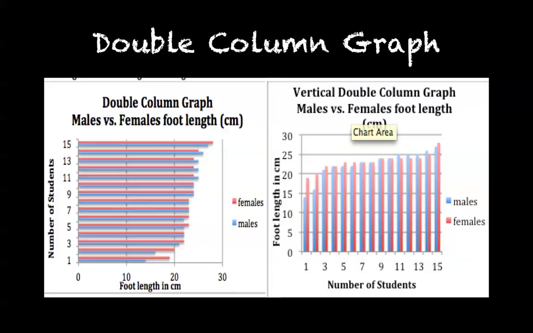I managed to create a horizontal and a vertical double column graph. As with the last chart, it is an accurate representation of the data. However, again, it is difficult to very quickly determine who has the larger foot length.